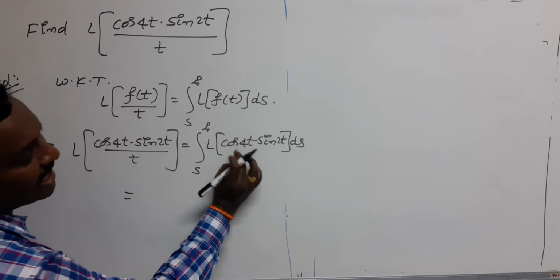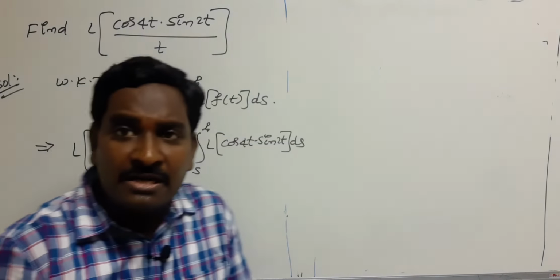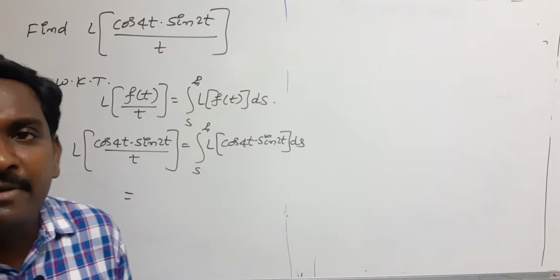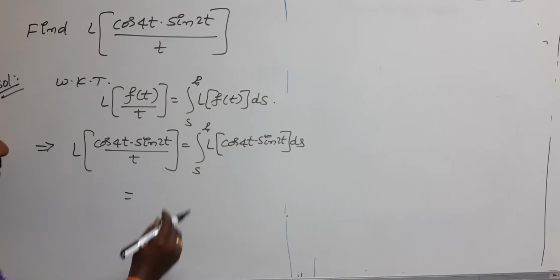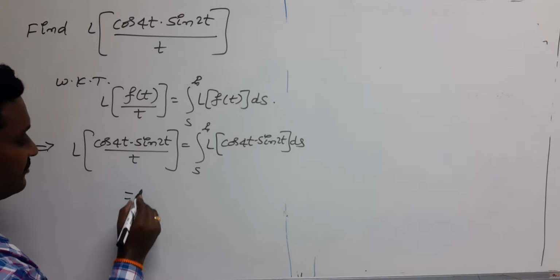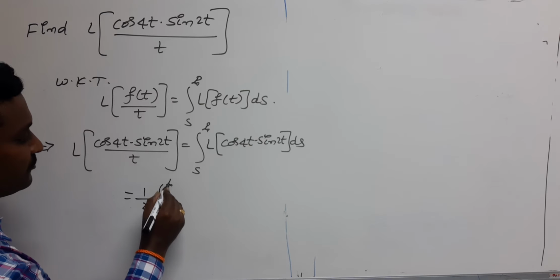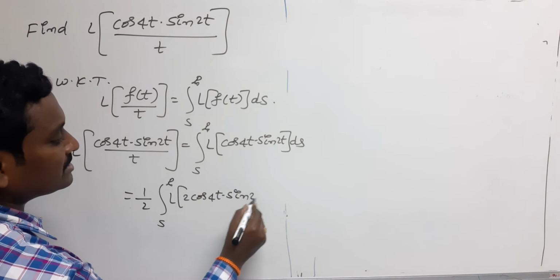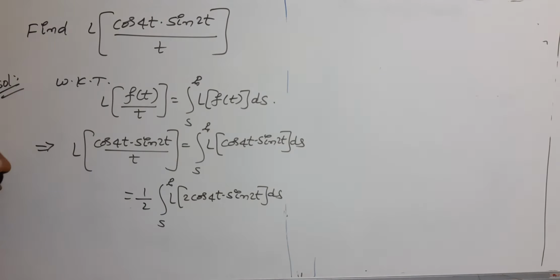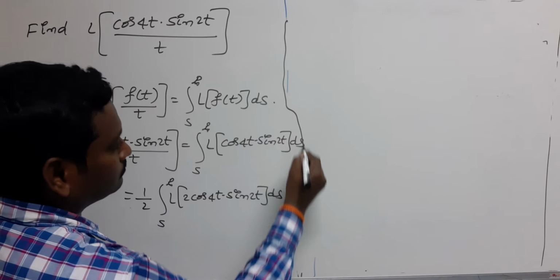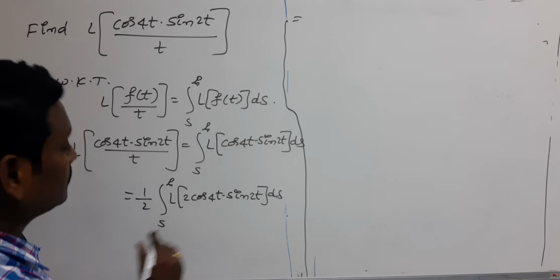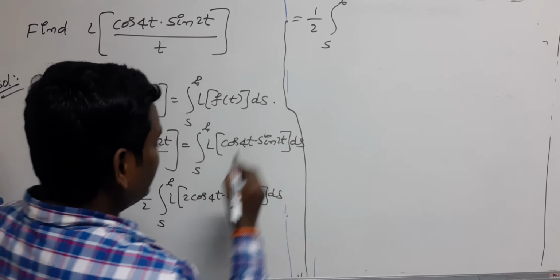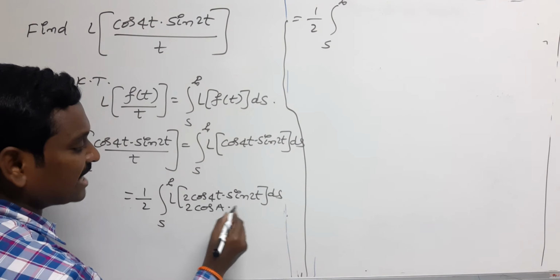So how can we evaluate L of cos 4t into sin 2t? Whenever two terms are in product, particularly trigonometric terms sin and cos are in product, we can use the trigonometric transformation formula. Okay, for that multiply with 2 and divide with 2 first. Half of into integral s to infinity L of 2 cos 4t into sin 2t of ds. So that is equal to half of into integral s to infinity.